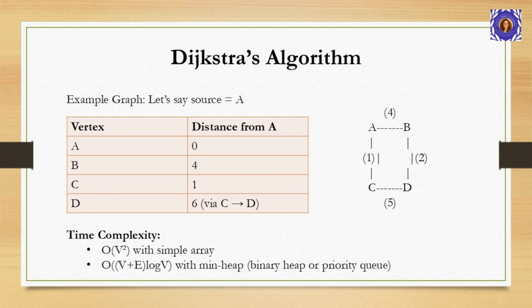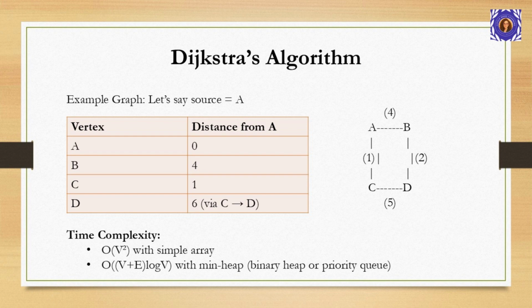Process C, the smallest unvisited. Update D to 6 via ACD. Total 1 plus 5 is equal to 6. Process B. Update D to 6 via ABD. Total 4 plus 2 is equal to 6. No improvement. Process D. Complete. Final distances. A equals 0, B equals 4, C equals 1, D equals 6.